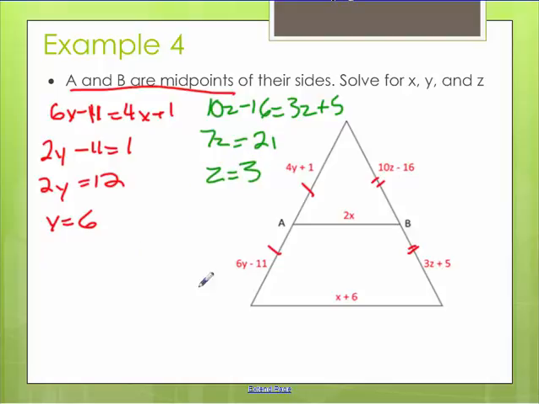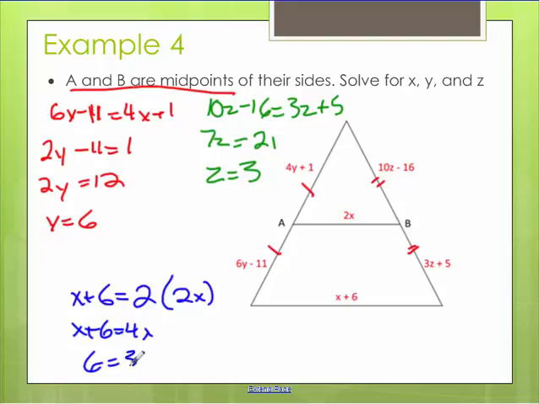Now I need to solve for x differently because x plus 6 is not equal to 2x. So what I have to do is take x plus 6 and either set it equal to twice as much of this, or I have to divide this by 2. And because it's going to be easier to double, I will do that. x plus 6 equals 4x. So 6 equals 3x. I'm just subtracting x. I get x is equal to 2.